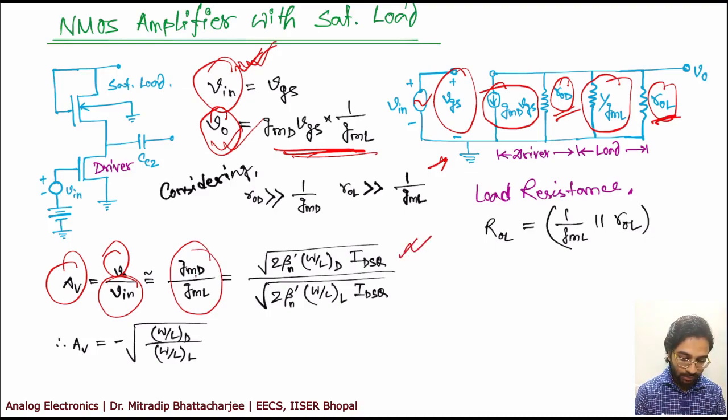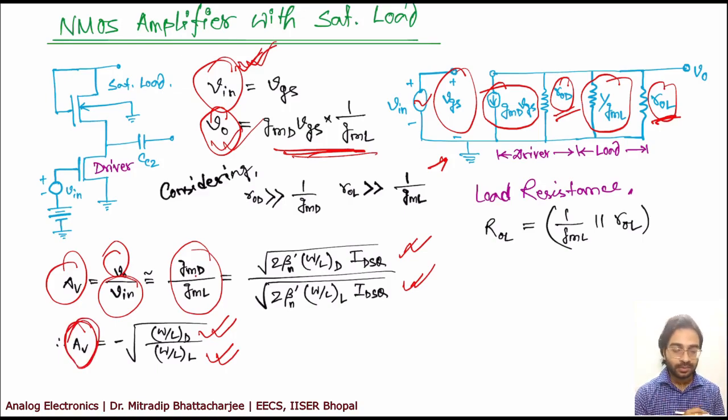Now what is GMD? Replace the value of this GMD. You will find that your gain is actually a function of W by L of the driver as well as of the load. So if you can control this W by L ratio for both the MOSFETs, you can get a desired gain. So this is your NMOS amplifier with saturated load. Okay, so I've done it. I hope you understand.